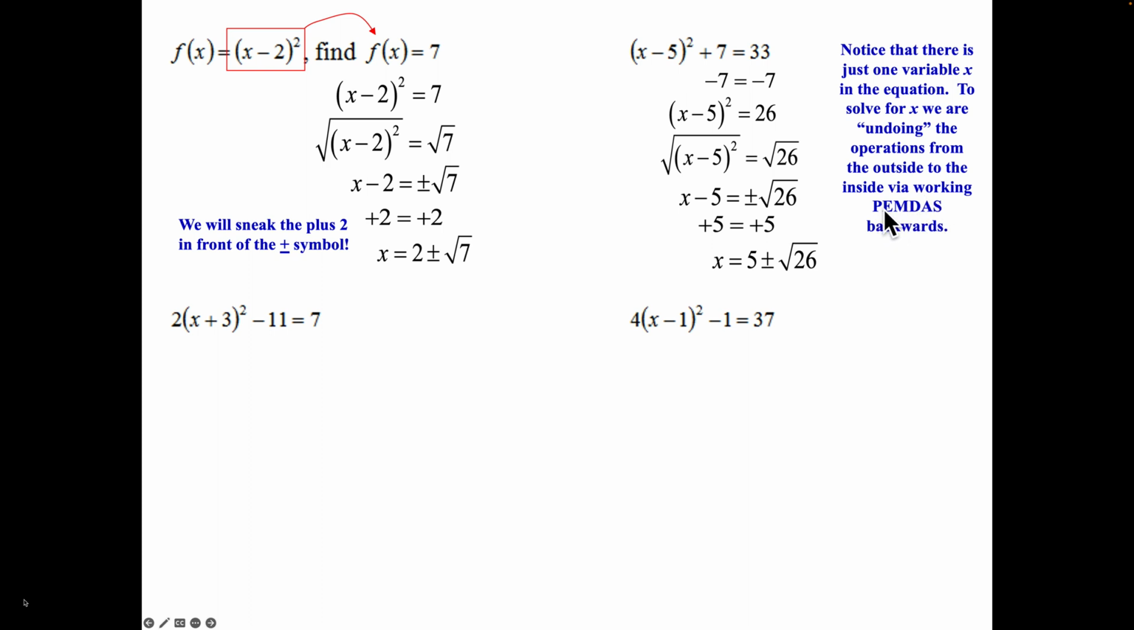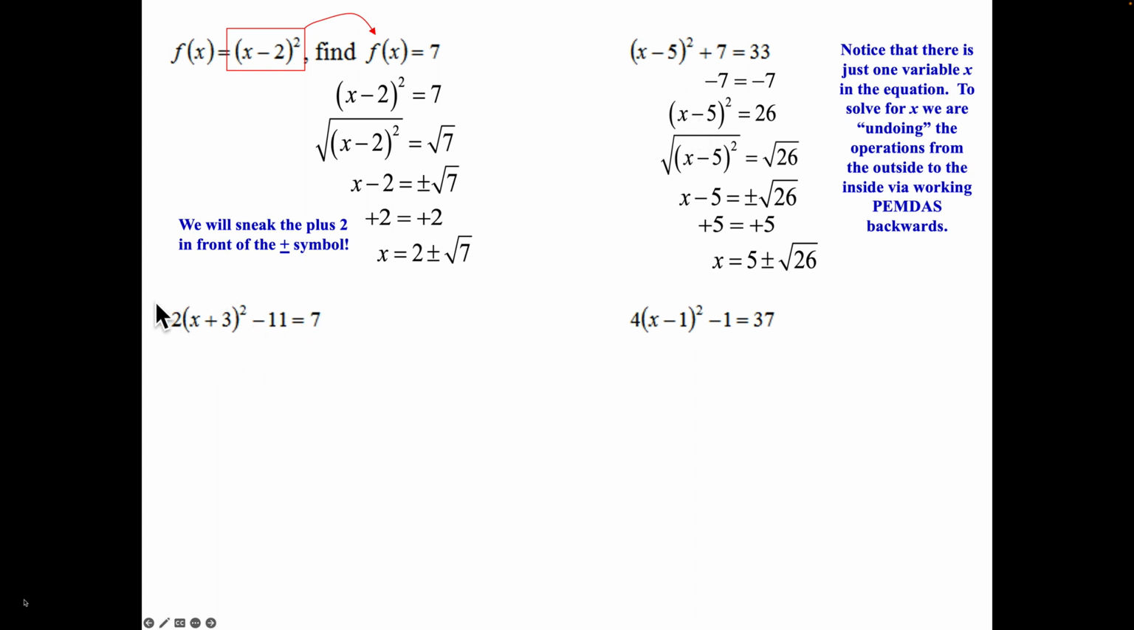All right, please excuse my dear Aunt Sally. Here's my x on the left side. I start with any adding or subtracting on the outside. Then I take care of any multiplication or division. Then I take care of the exponent. And then I'm inside the parentheses, basically starting all over.